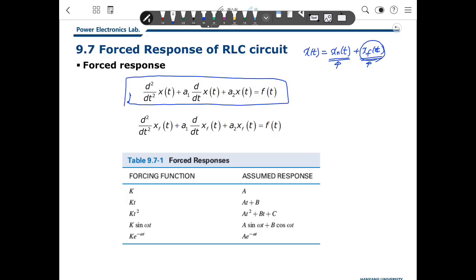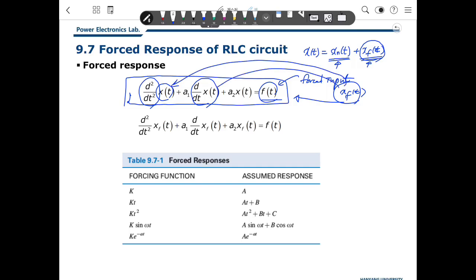form of the second order differential equation: x with the second derivative and first derivative, then the term is there. We call that the input. Then if x_f is a solution of that equation, if we insert x(t) here and here, this equation should be satisfied. And to do that, x_f(t) is the same form as this input f(t).